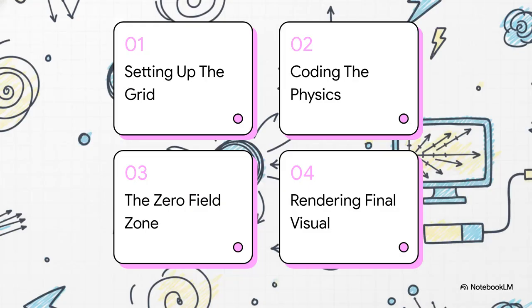And achieving that requires this absolutely beautiful intersection of geometry, physics, and computer programming. So here's our game plan for the explainer today. We're doing this in 4 phases. Phase 1, setting up the grid. Phase 2, coding the physics. Phase 3, the zero field zone. And phase 4, rendering the final visual.